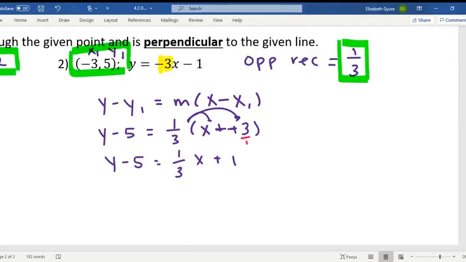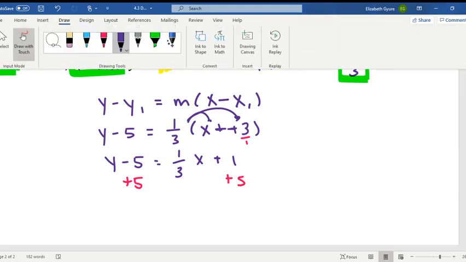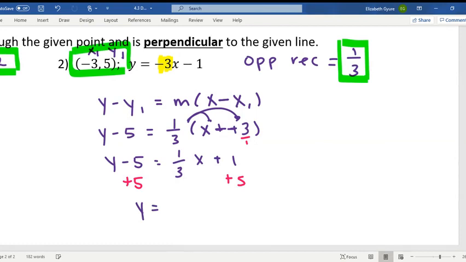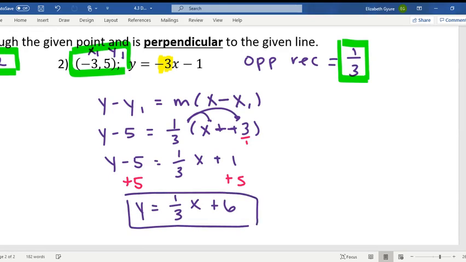Brooklyn, what's my next step? Well, so the 1's already on the correct side. What, the 5, yes, the 5. We gotta add over the 5 now. So that's gonna give us y equals, yeah, y equals 1/3 x plus 6, good.